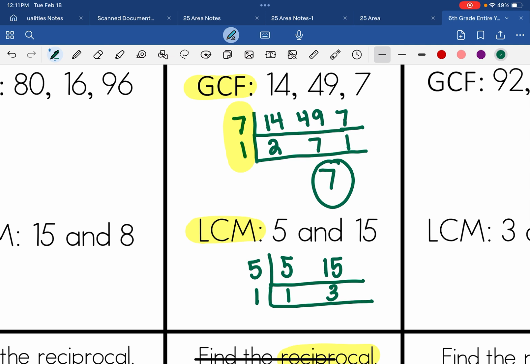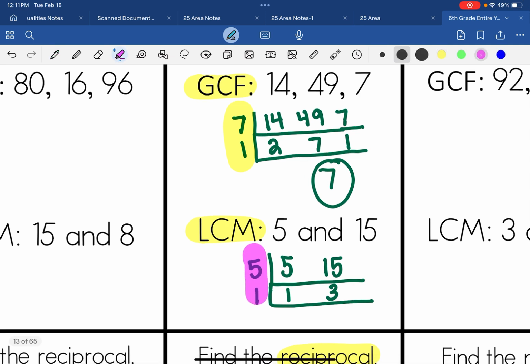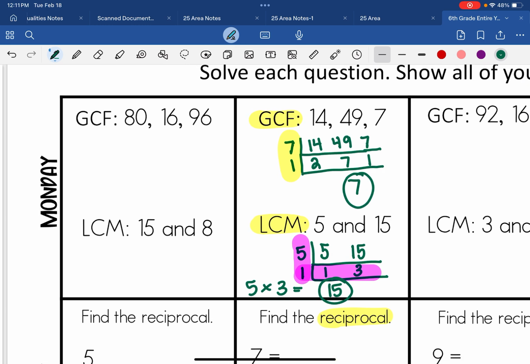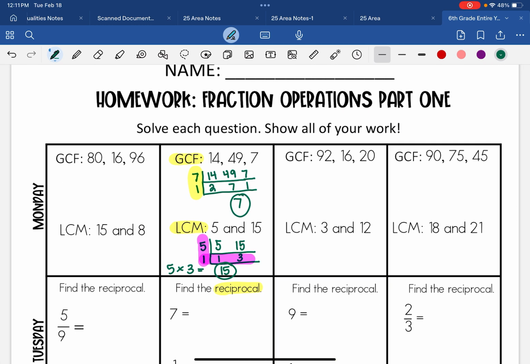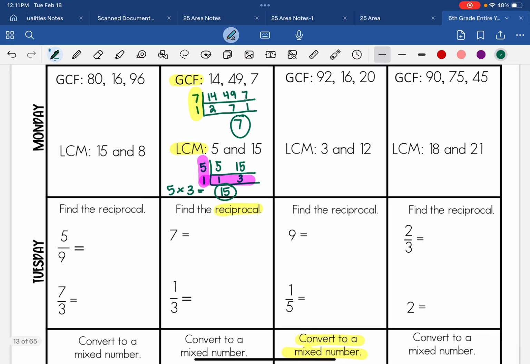So this one is a little bit different. You're going to highlight in an L shape and multiply all of those numbers that are in that L. Okay? The L will go to the side and all the way at the bottom. So we have 5 times 1 times 1 times 3, which equals 15. So our LCM would be 15 there. Once again, we did that at the beginning of the year, so the kids should know how to do that.